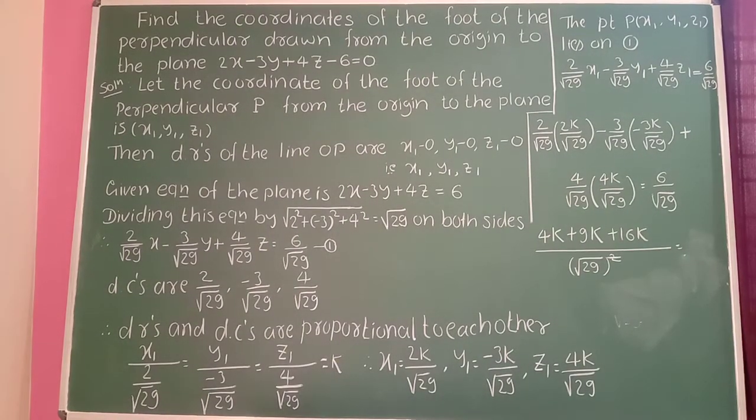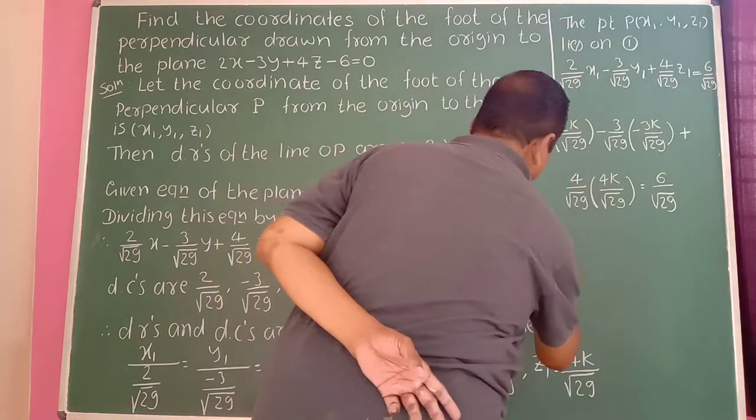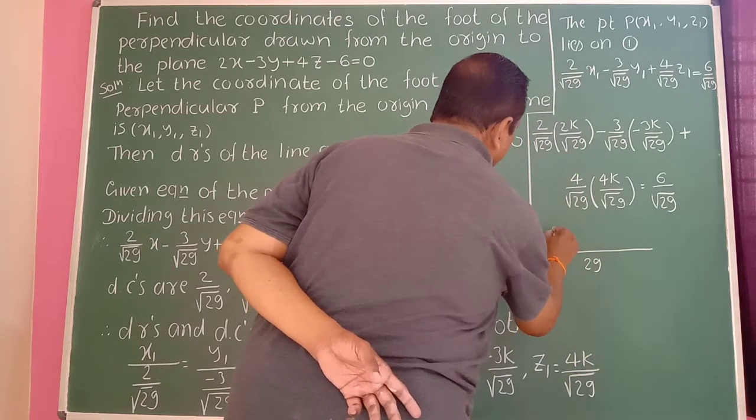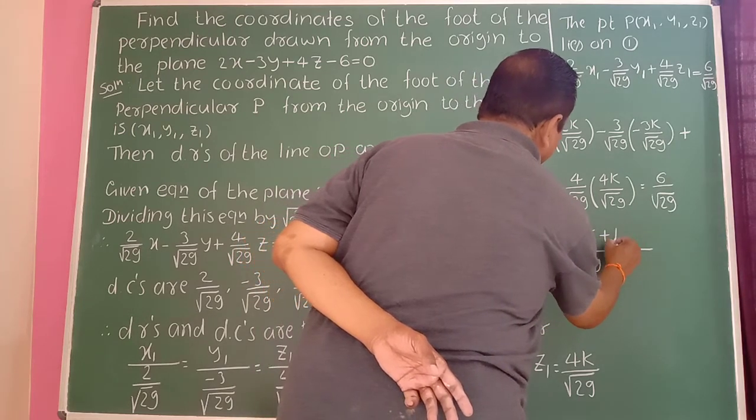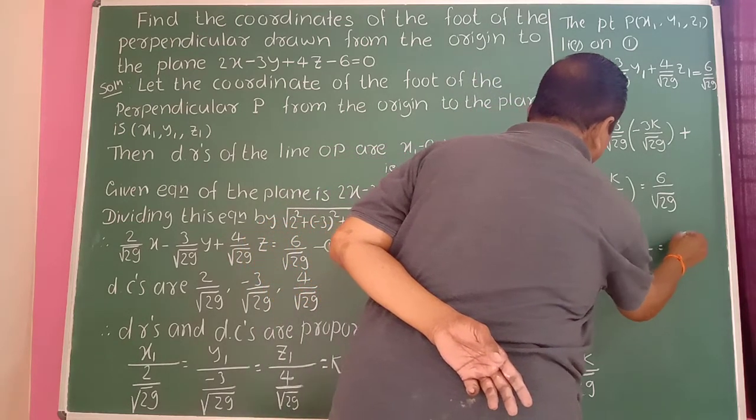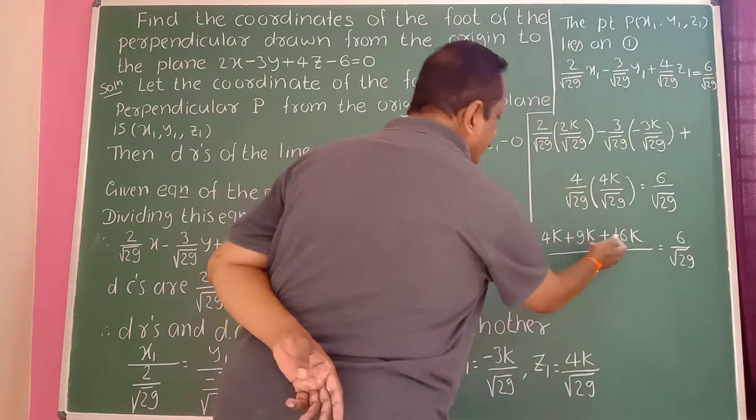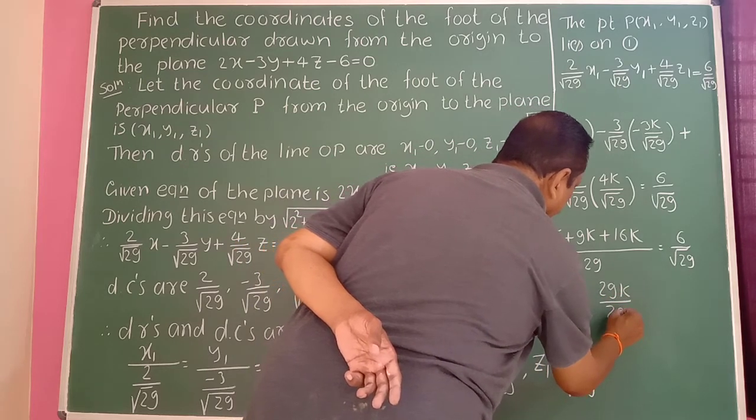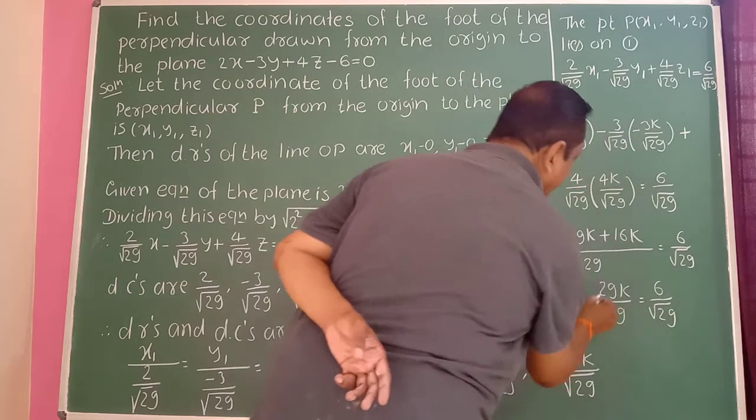Very simple procedure is that. So 29 is the LCM here. 2 2s are 4, so 4k plus 9k plus 16k is equal to 6 divided by root of 29. The sum of these terms gives 29k, and 29k divided by 29 is equal to 6 divided by root of 29.